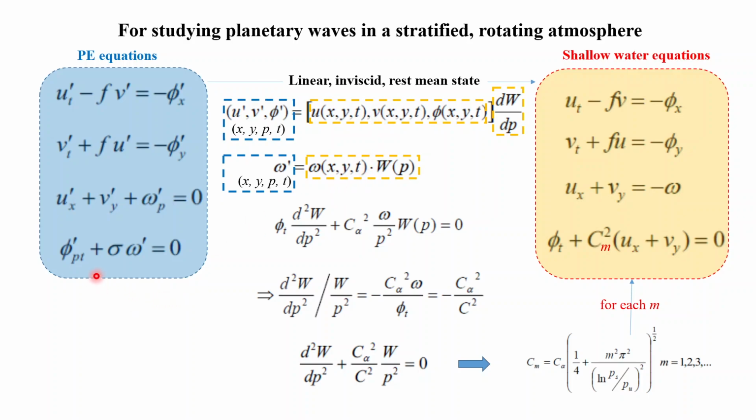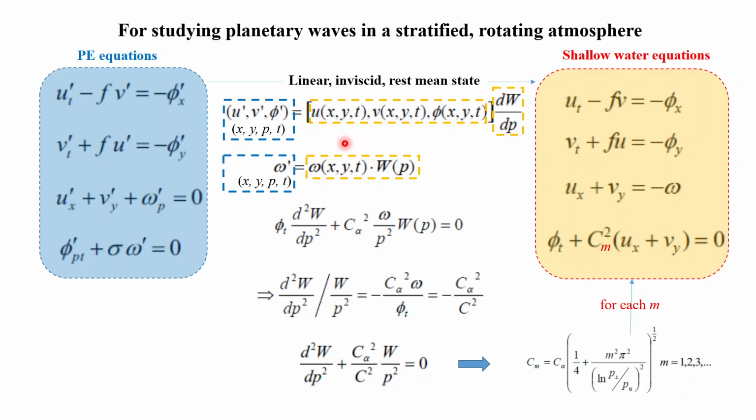Okay, and also for the thermodynamic equation, again, the d phi dp, normally we call that thickness. That's in the hydrostatic system, that's proportional to temperature. So the omega and the d phi dp have the same vertical structure equation. So that's why the phi also has the dW dp vertical dependence.